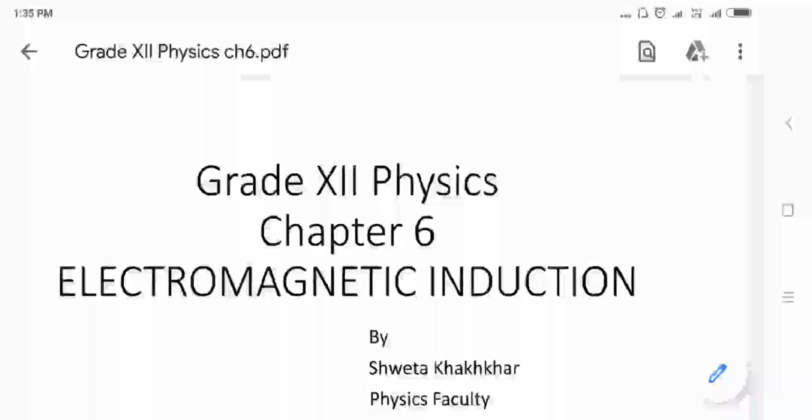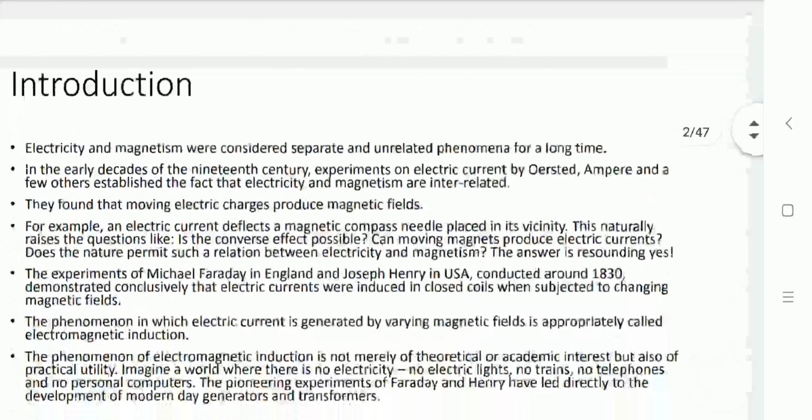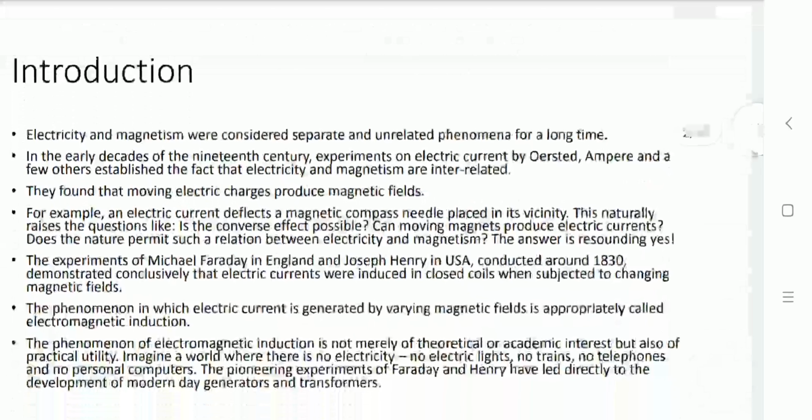Hello students, let us start our new session with the new chapter number 6, electromagnetic induction. Let us go through the introduction part of it. Earlier it was defined that electricity and magnetism were separate parts. But now it is realized that both are always together.